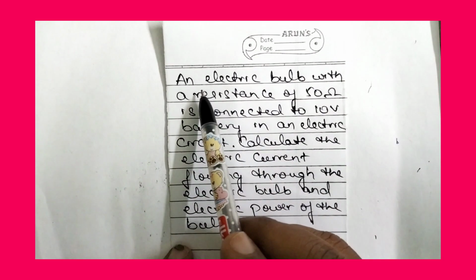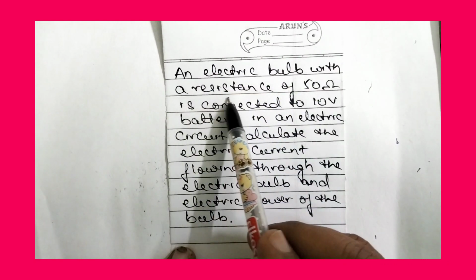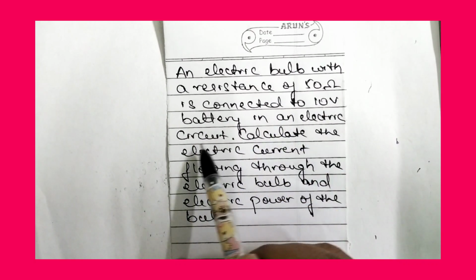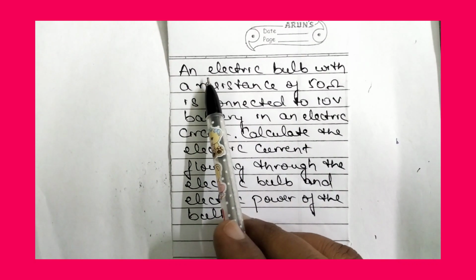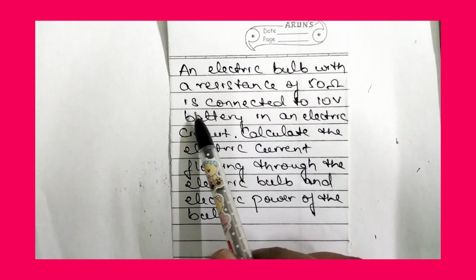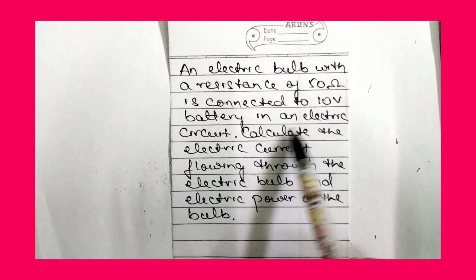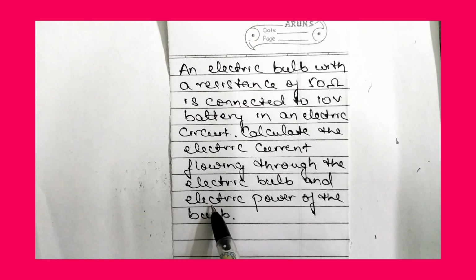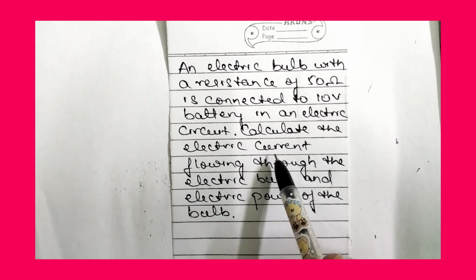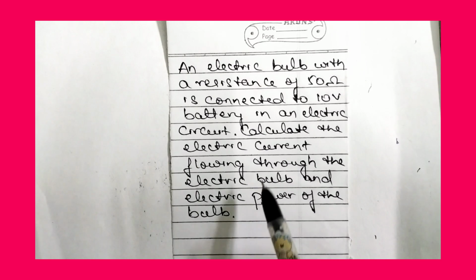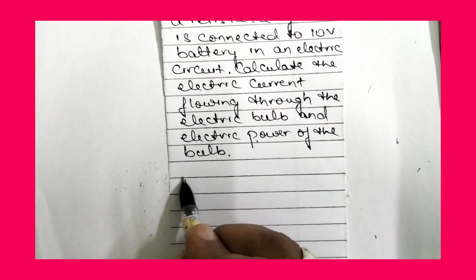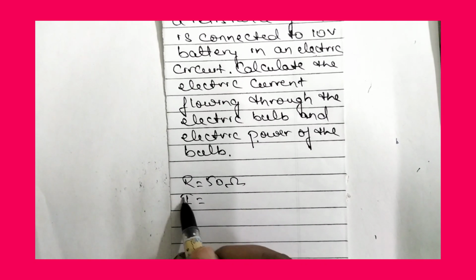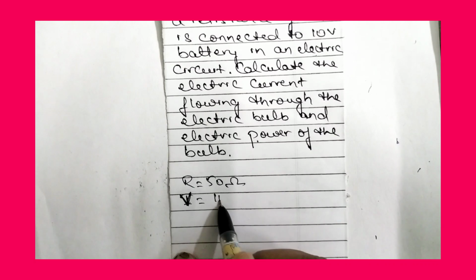So let us go to another question. An electric bulb with a resistance of 50 ohm is connected to a 10 volt battery in an electric circuit. So what does it say here? An electric bulb with a resistance of 50 ohm is connected to a 10 volt battery in an electric circuit. Calculate the electric current flowing through the electric bulb and the electric power of the bulb. One is to find the current, the other is to find the power. Now let us list what is given. Resistance is given as 50 ohm and voltage is given as V is equal to 10 volts.